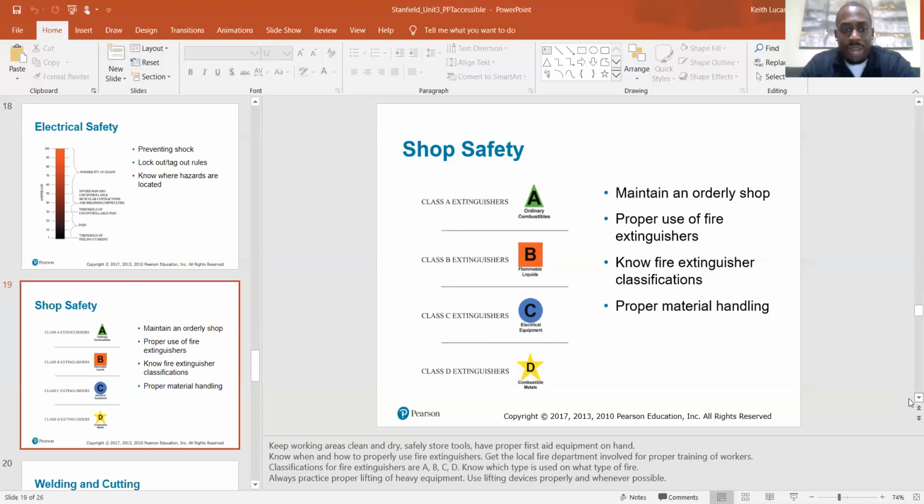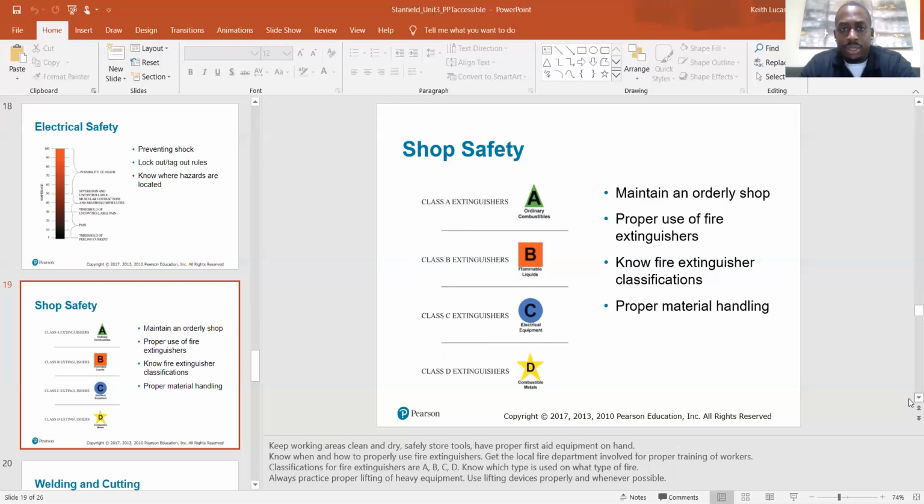Classifications for fire extinguishers are A, B, C, and D. Know which type is used for what type of fire. Always practice proper lifting of heavy equipment. Use lifting devices properly whenever possible.